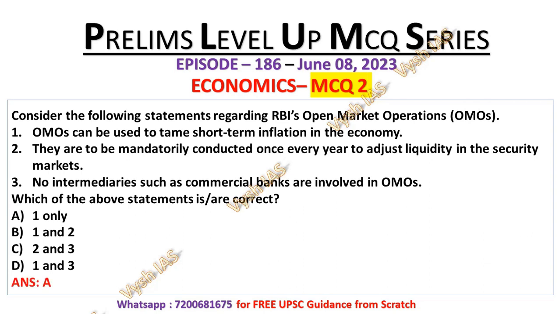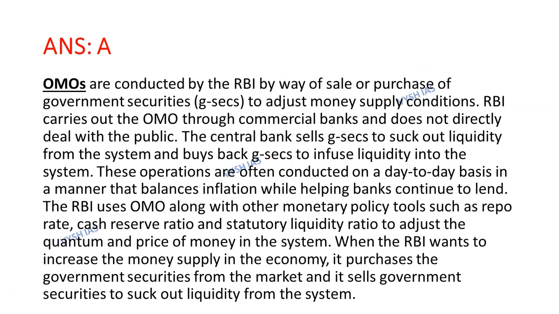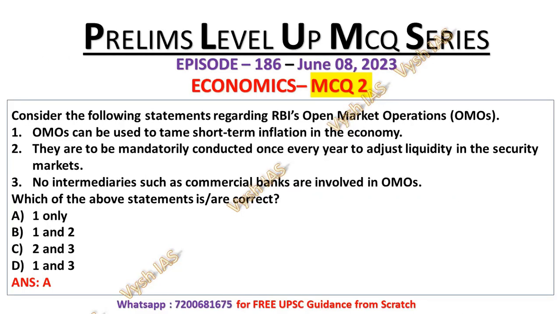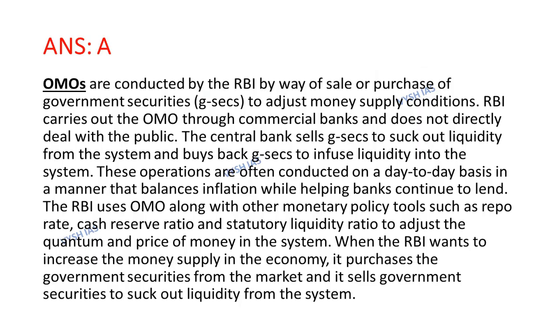So its correct answer will be option number A, which means only statement number 1 is the correct statement regarding open market operation, that is OMO. OMO are conducted by RBI by way of sale or purchase of government security to adjust money supply condition. RBI carries out OMO through commercial bank and does not directly deal with the public. But here in the statement 3, we can see that no intermediaries such as commercial bank are involved in OMO. That's why the statement number 3 is the wrong statement. Why? Because commercial bank act as a intermediary between the RBI and the public.